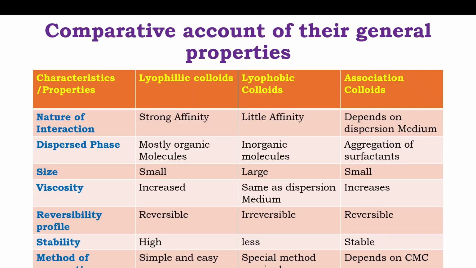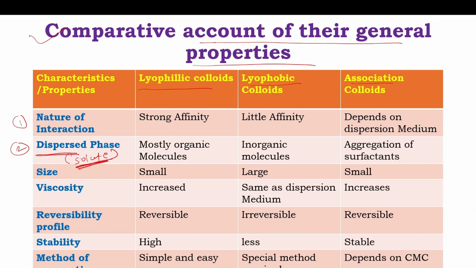Then when you talk about the comparative account of their general properties, the first property is the nature of interaction. We have already seen whether the nature of interaction is little or good. On the basis of this interaction we can divide the colloids into lyophilic colloids, lyophobic colloids and association colloids. Then the second characteristic is the dispersed phase. Dispersed phase we know is the solute particles, keep this in mind, that dispersed phase means solute and dispersion medium is the solvent.